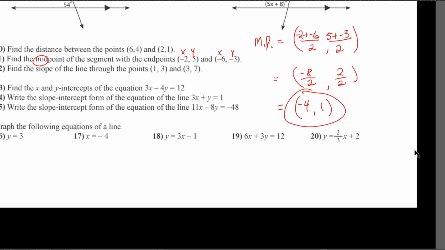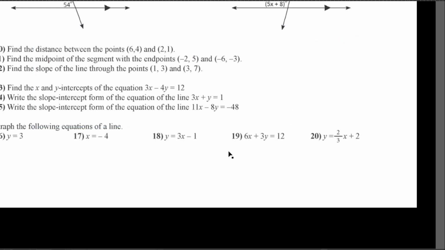Everybody good? You okay if I erase this? Everybody's got it written down? Okay. Let's get rid of that. All right, let's do this.